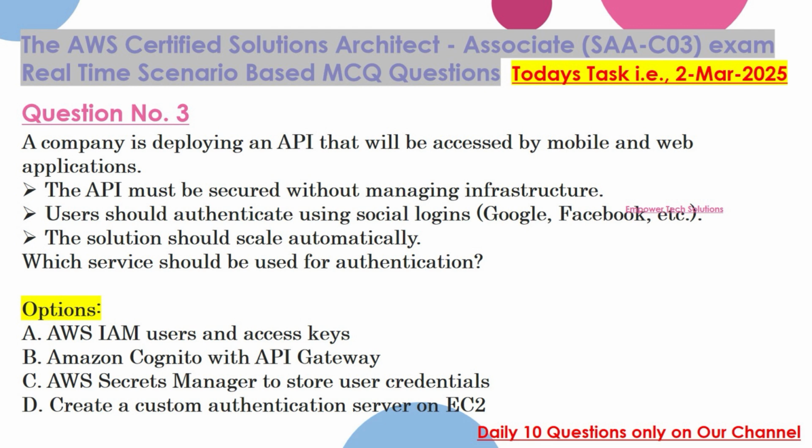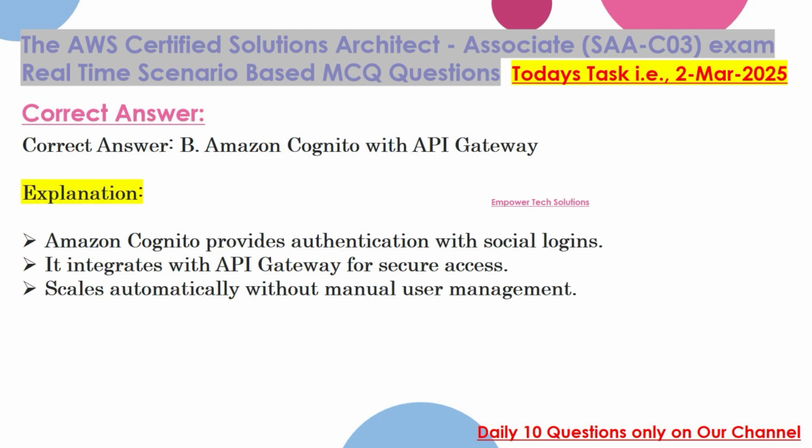Options: A. AWS IAM users and access keys. B. Amazon Cognito with API Gateway. C. AWS Secrets Manager to store user credentials. D. Create a custom authentication server on EC2. Correct answer: B. Amazon Cognito with API Gateway.